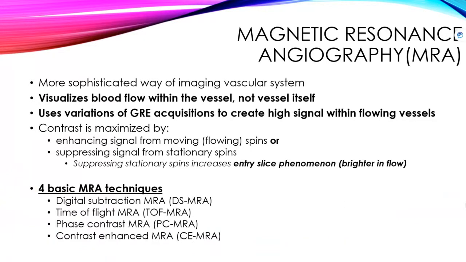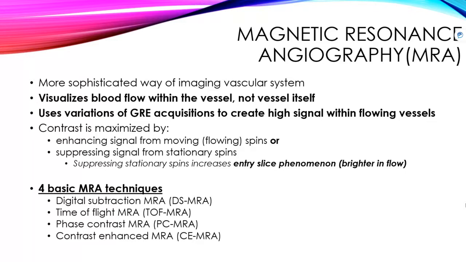So this is the more sophisticated way of looking at our vascular system. We're going to actually look at the flow of the blood in the vessels rather than the vessels themselves. We're going to see if there's any kind of occlusions, any kind of blockages or slow flowing blood, etc. So MRA uses variations of gradient echo acquisitions. In other words, MRA is always gradient echo. Okay, that's a very hard set rule.